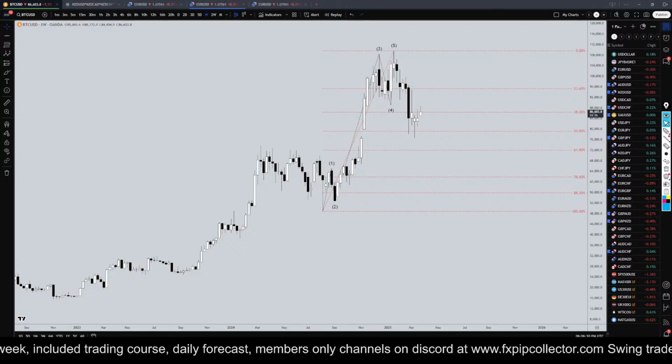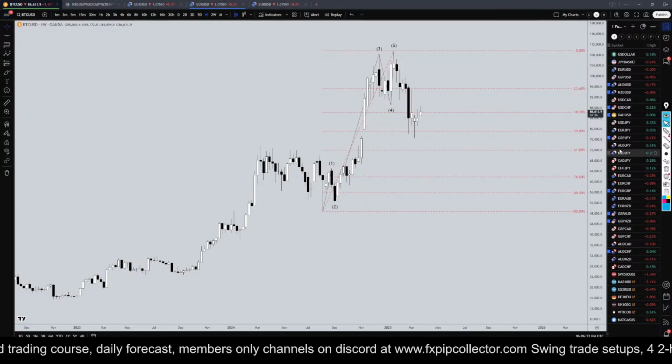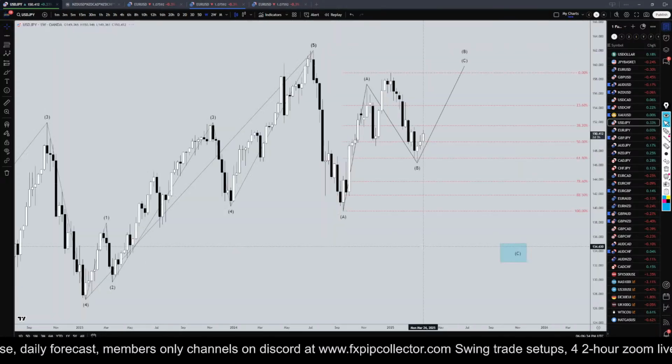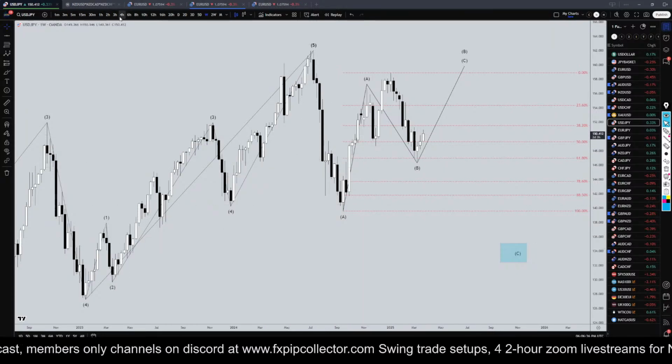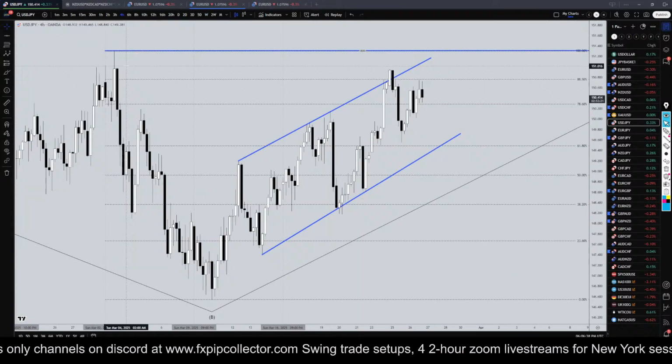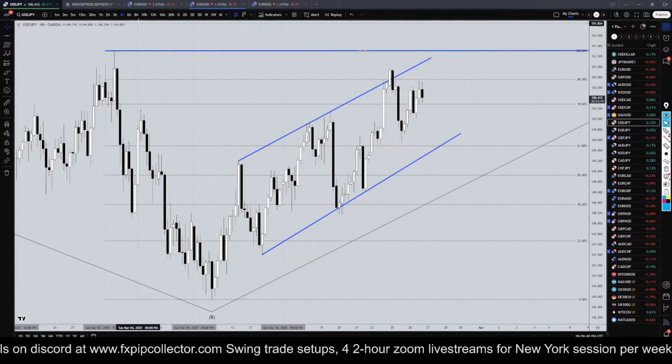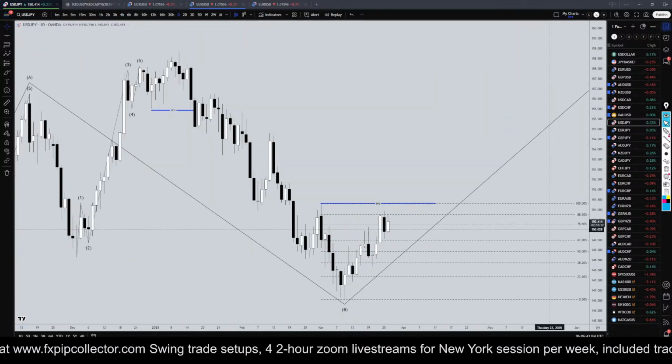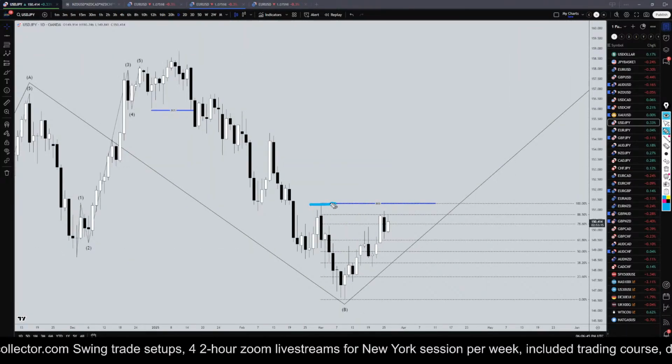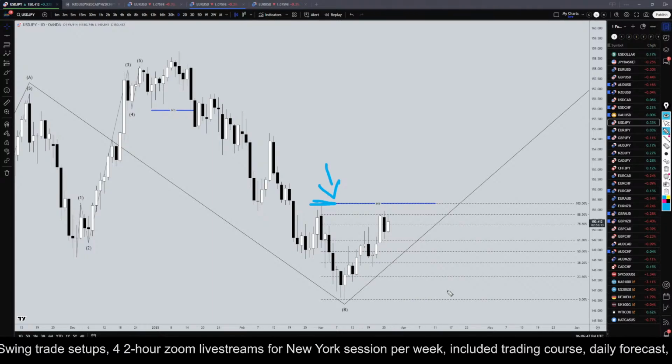Let's see here. So what do we got first? We got the UJ. I know one of my members was short on this today. Hopefully it's going down a little bit. I do think this is going to break out on the daily. I think it's going to break this high right here on the daily time frame.